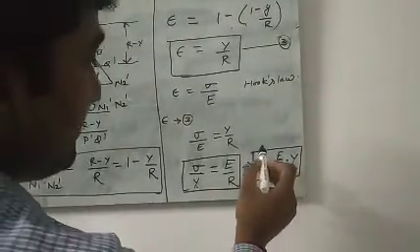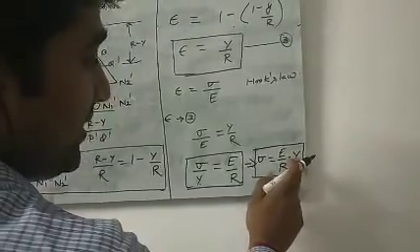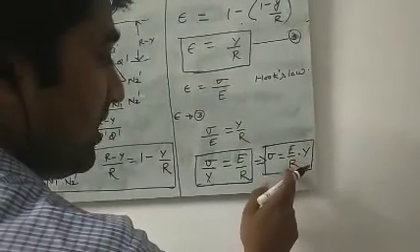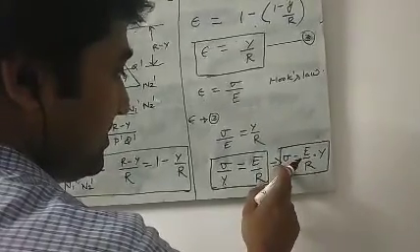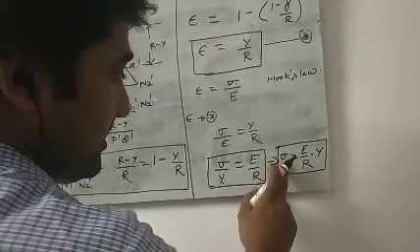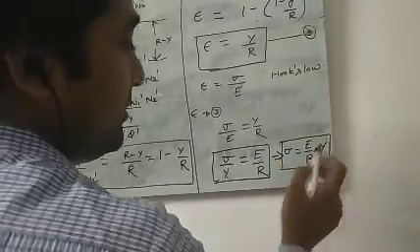Sigma is the bending stress, Y is the position of layer PQ from the neutral axis, R is the radius of curvature, and E is Young's modulus. Clear? So this expression suggests that bending stress in layer PQ is equal to E upon R into Y.